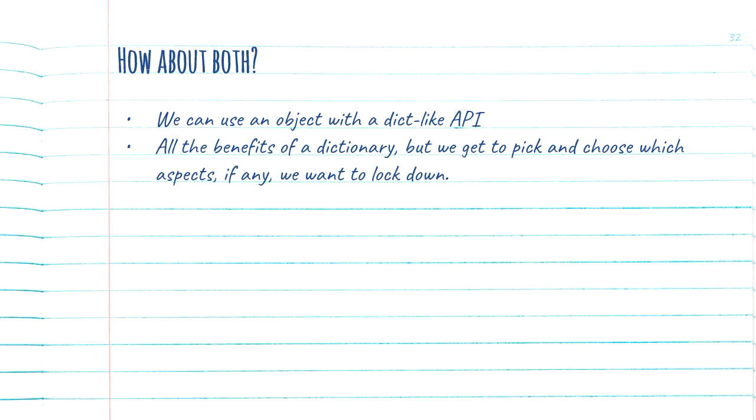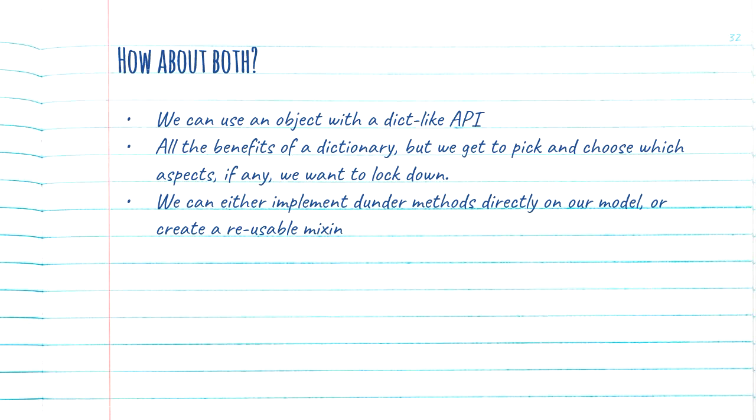How about both? So we can use an object, and then we can give it a dictionary-like API. We get most of the benefits of a dictionary, but we get to pick and choose which features we want to keep. We can either implement this as a series of dunder methods directly onto our model, or we can create a reusable mixin if we have multiple models that we want to give this treatment to.